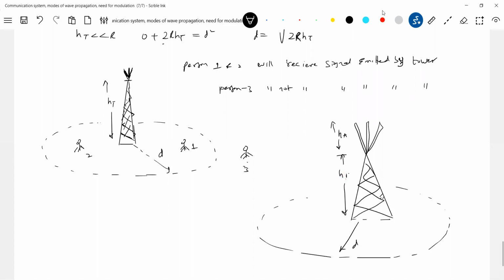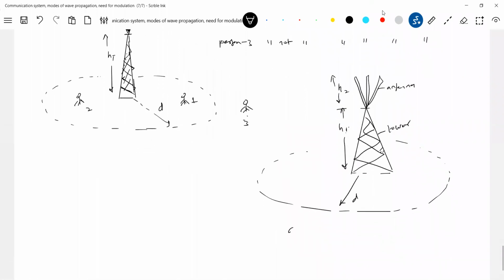So let me write H1, H2. Again, the formula will get modified. This part is the antenna. This is the tower. So then what is the expression? The expression will become D = √(2R(H1 + H2)).